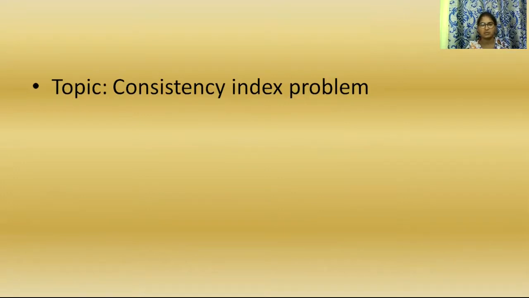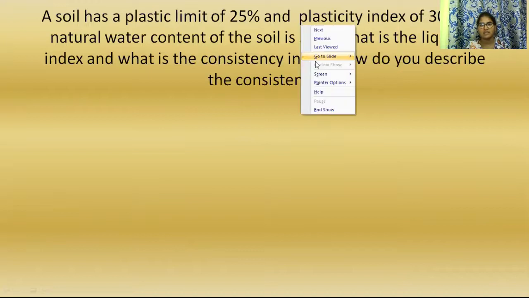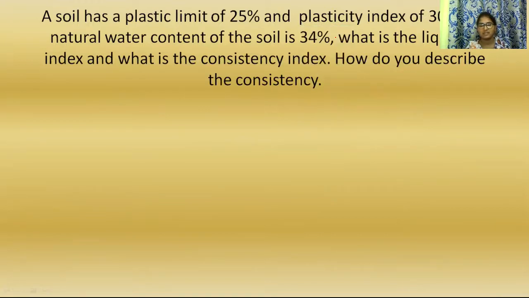Now we can go for one sample problem. A soil has a plastic limit of 25% and a plasticity index of 30. If the natural water content of the soil is 34%, what is the liquidity index and what is the consistency index? How do you describe the consistency?